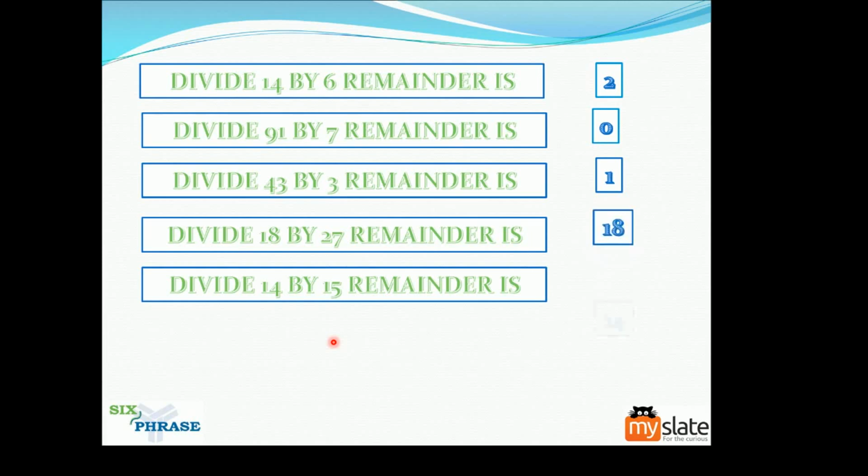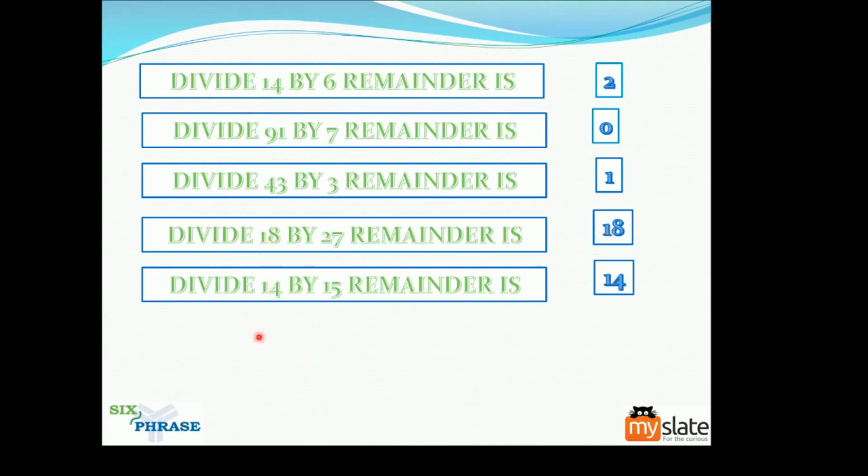It is 14. Now here what you'll have to watch carefully is, here you have the dividend to be 18 and the remainder also as 18. Here you have the dividend to be 14 and the remainder also to be 14. But that is not the case in the first three questions. In the first three questions, the dividend and the remainder were not the same. 14, 2, not the same. 91, 0, not the same. 43, 1, not the same. But in the last two questions, 18 and 18, same.